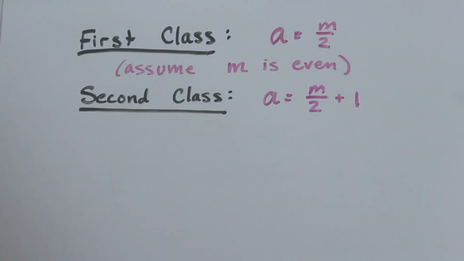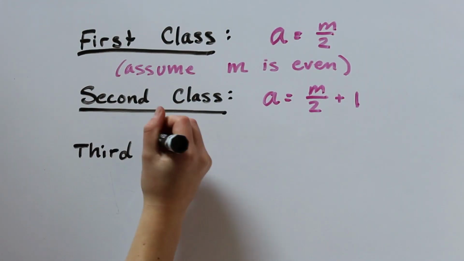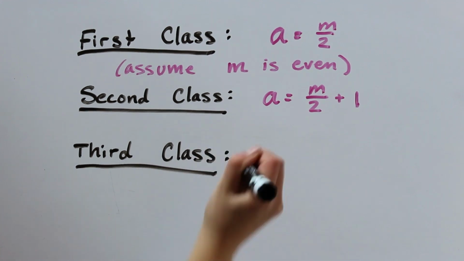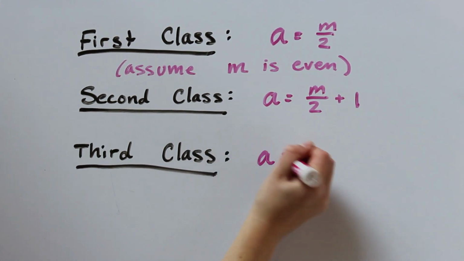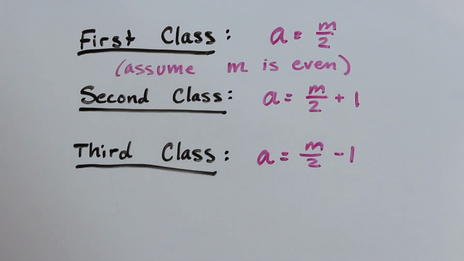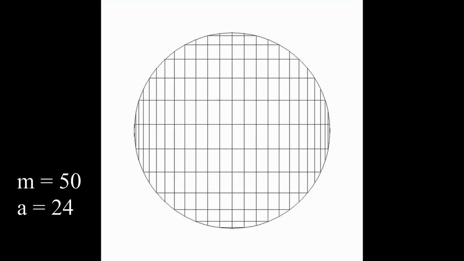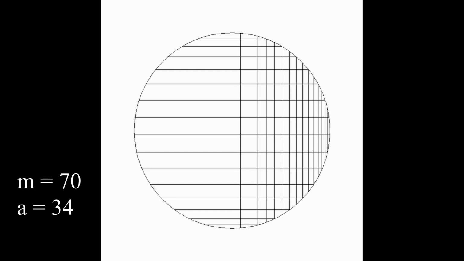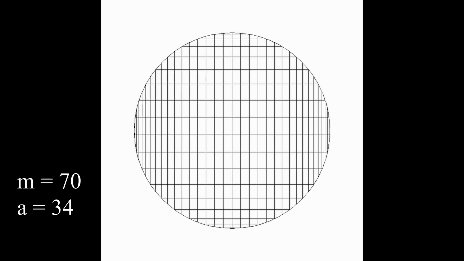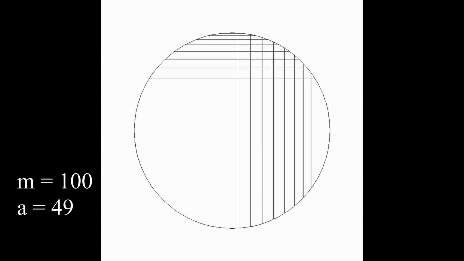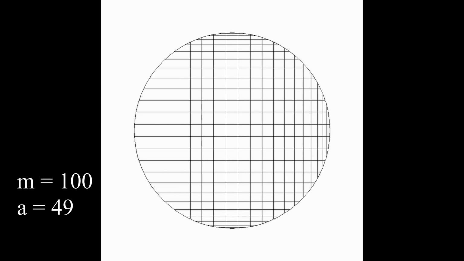The last class that we'll be looking at today is when A is 1 less than half the modulus, or when A equals M over 2 minus 1. Here are some examples of this class. You can see that each of them makes this grid-like pattern. Go ahead and pause the video now if you'd like to figure out why this pattern happens for yourself.